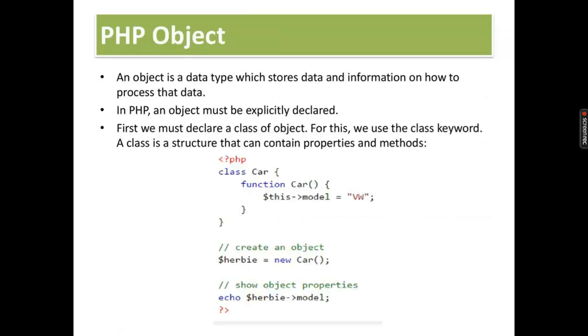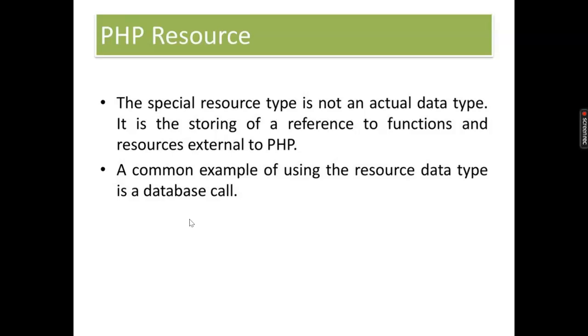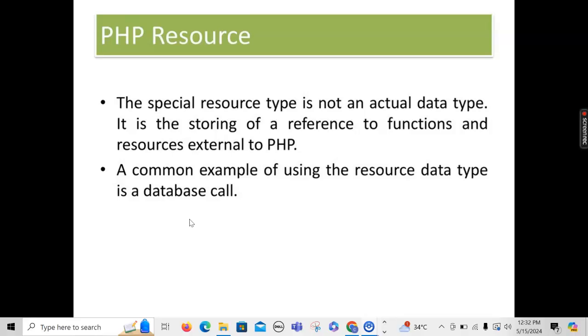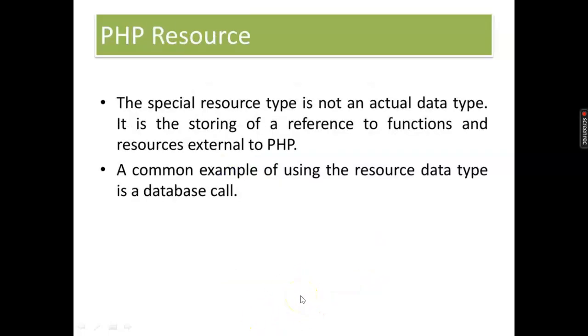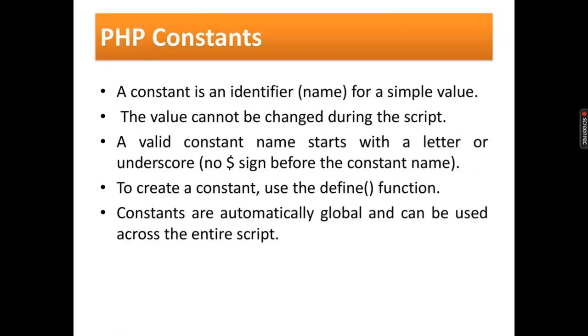Data types, objects. Objects are used in Java. This is the class. Within the class, we create an object here. By using that object, we give the properties. The PHP resource is a special resource type, not an actual data type. It is stored for reference purposes to a function and resources external to PHP. A common example of using the resource data type is a database call.